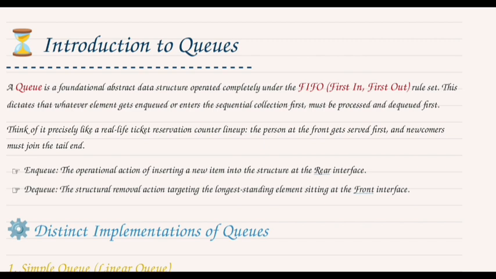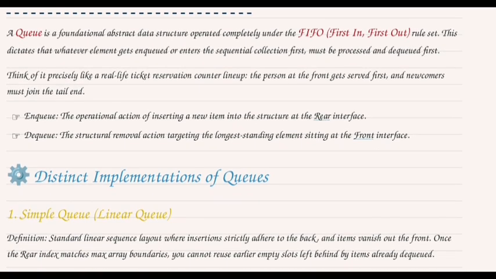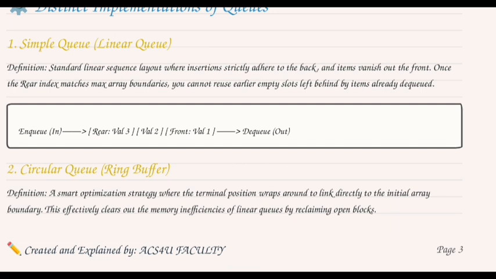Now the enqueue and dequeue operations. Enqueue means the operational action of inserting a new item into the structure at the rear interface. Dequeue means the structural removal action targeting the longest-standing element sitting at the front interface. The distinct implementations of queues are set out below.